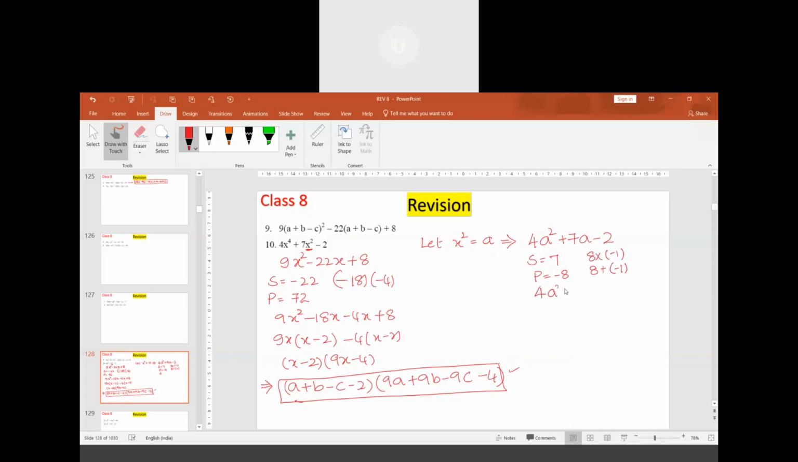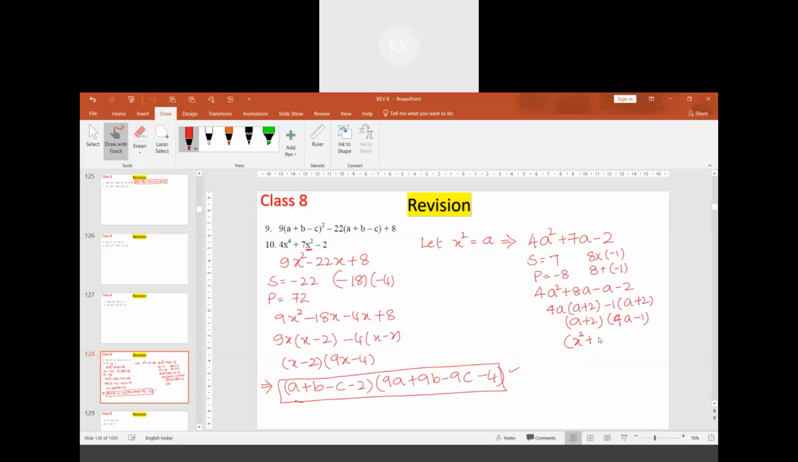So 4a square plus 8a minus a minus 2. 4a common, a plus 2. Minus 1 common, a plus 2. Here we get a plus 2 multiplied to 4a minus 1. Now a is replaced by x to the power 2.